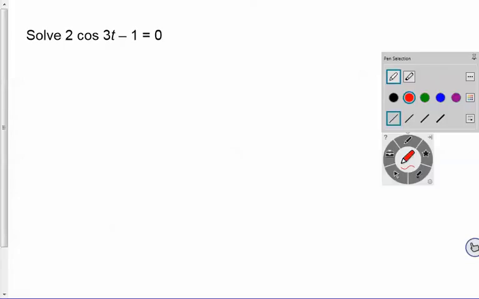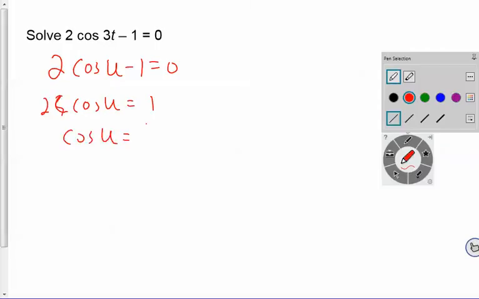Solve 2 cosine 3t minus 1 equals 0. Ooh, this one's sneaky. What makes this one sneaky is the fact that it has the 3t there. So I'm going to just be real sneaky and do 2 cosine, I'll call that u, minus 1 equals 0. So now I go ahead and add 1. So I get 2 cosine u equals 1. And then I divide. So I got cosine u equals 1/2.